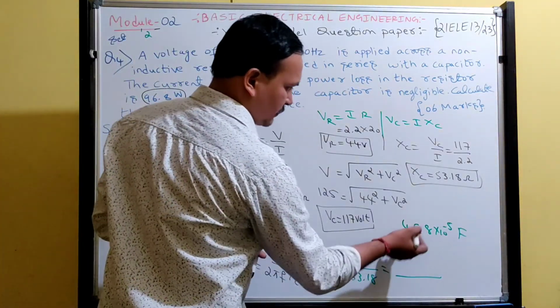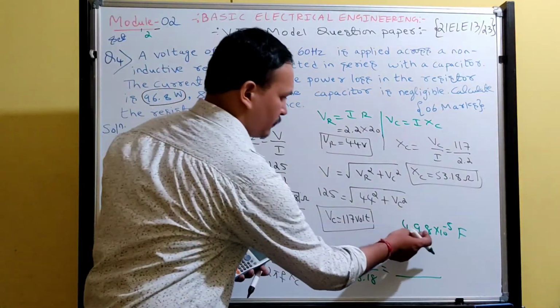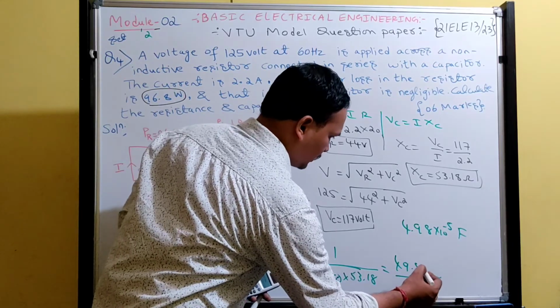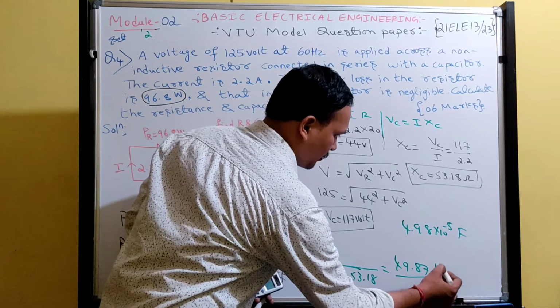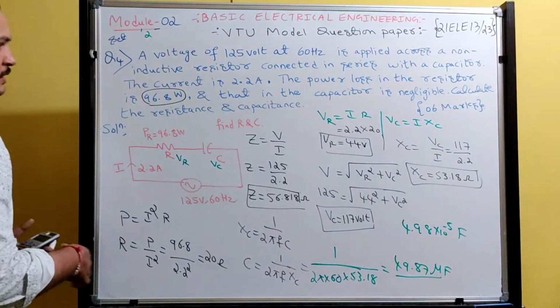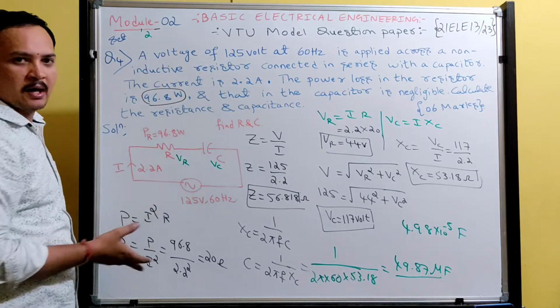Now I want to keep the same answer in microfarad. So put 9 this side. Then this becomes 49.87 microfarad. Micro is 10 power minus 6. So this is the value of resistance and capacitance for the given data.